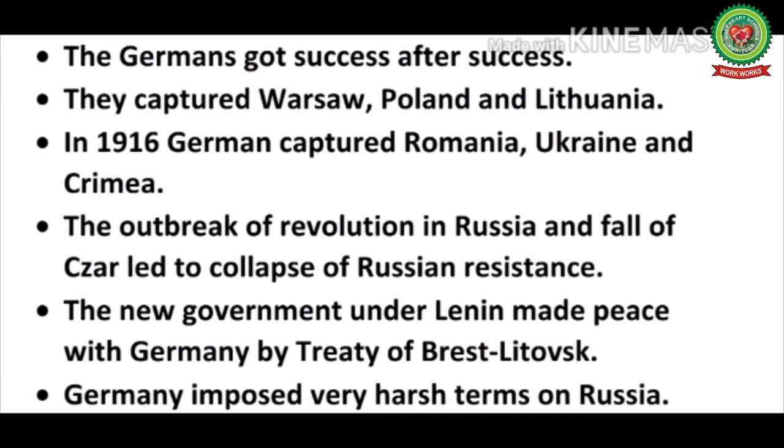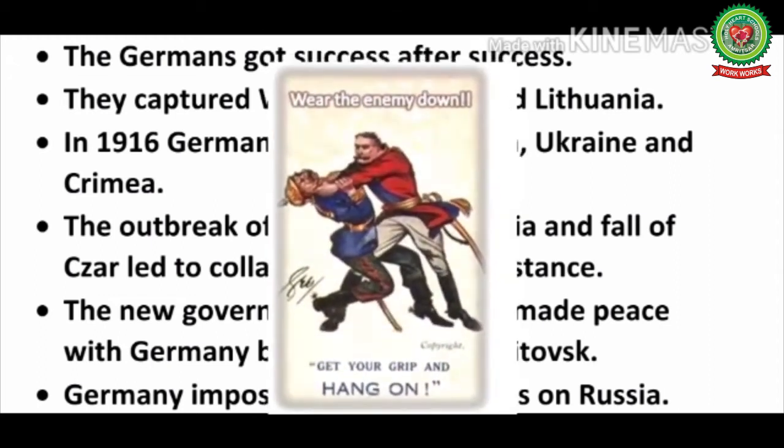The Germans got success after success. They captured Warsaw, Poland and Lithuania. In 1916, Germany captured Romania, Ukraine and Crimea. So all the important places of Russia were captured by Germany.